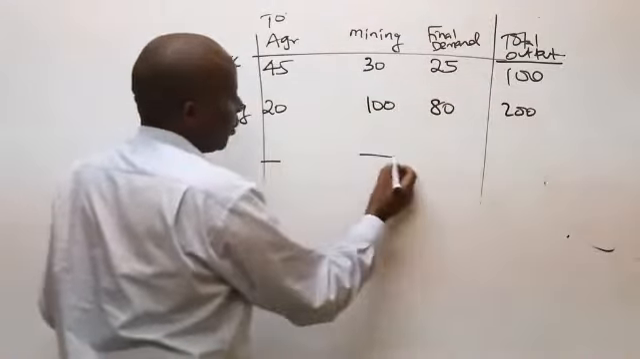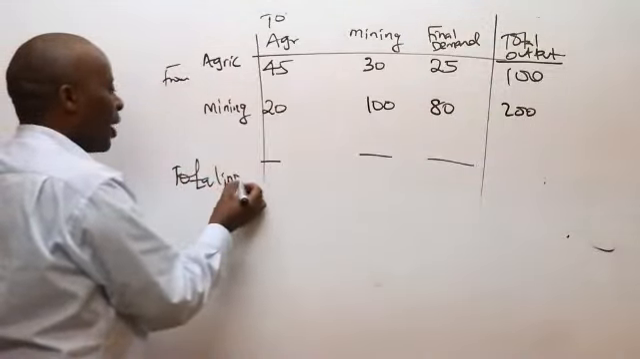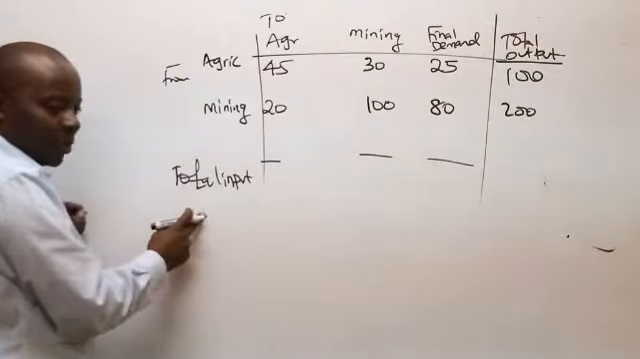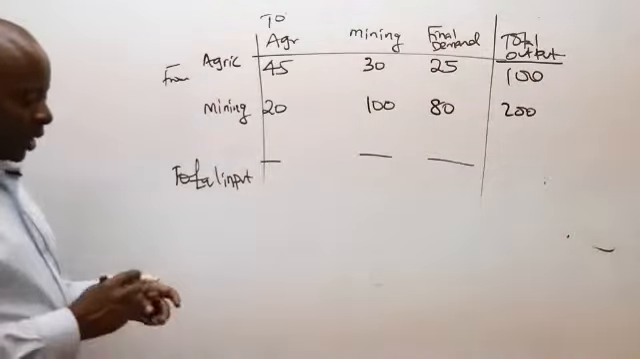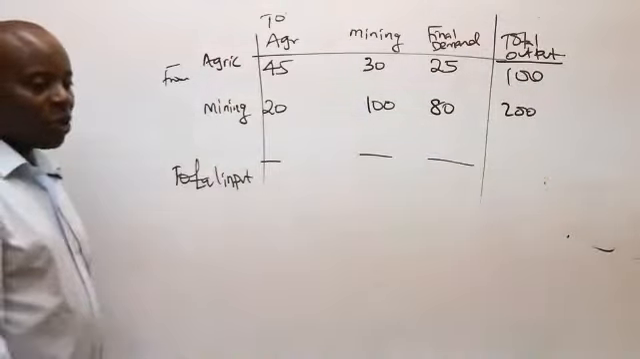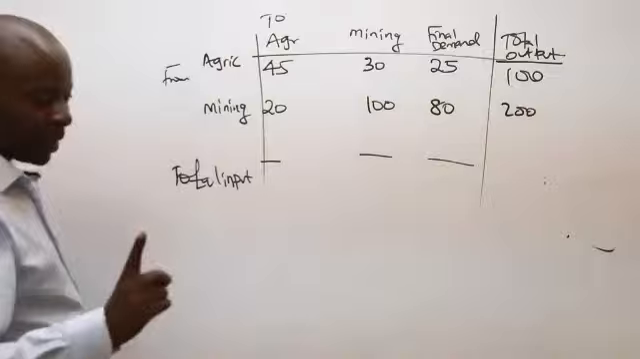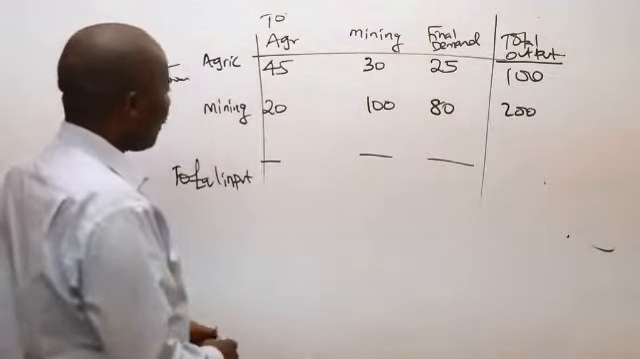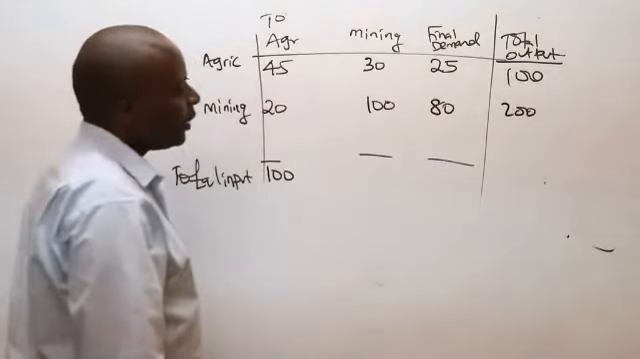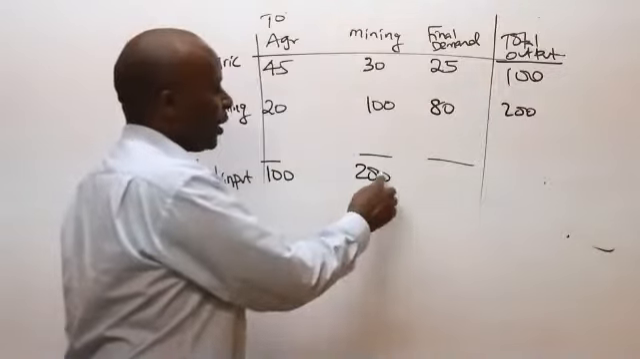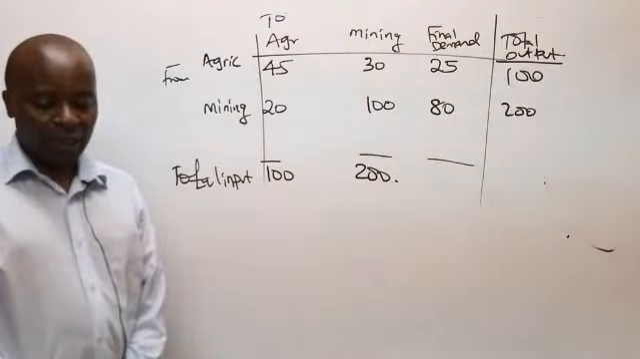Now listen. Then we'll come and talk of what we call the total input. Up there we have output, and here we have the total input. Can somebody give me the total input of agriculture? 65. Thank you very much for trying. However, that is not correct. The total input for agriculture is 100. The total input for mining is 200. Is there anybody who is able to see where I'm getting those figures from?